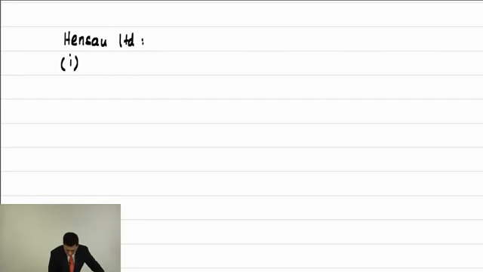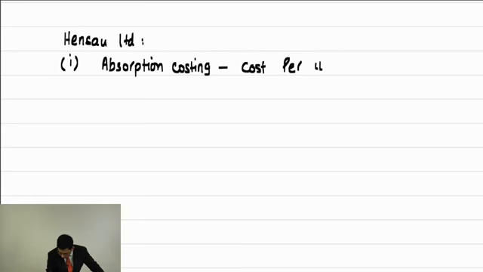Requirement 1 is absorption costing cost per unit. And because there are 3 products, I think it would be much more convenient if I set up 3 columns, 1 for each product. Okay, X, Y, and Z. So for example, this is for X, that's for Y, and that's for Z. And numbers are in dollars, so I can just list down dollar signs once so that I don't need to repeat this in the exams.